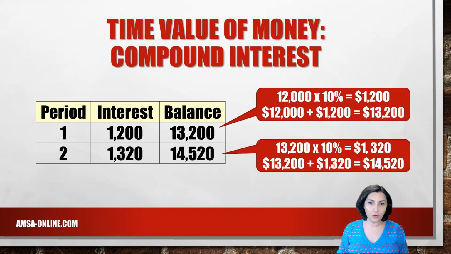At the end of year one, the value of the deposit will be $13,200, which is $12,000 principal plus $1,200 interest. And at the end of year 2, the value will be $14,520, which is $13,200 plus $1,320 interest. Note that we just increased the year-end balance by adding interest. The balance becomes the principal balance for the next year's calculation.